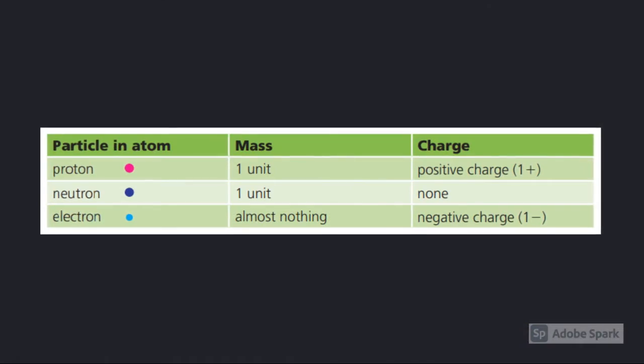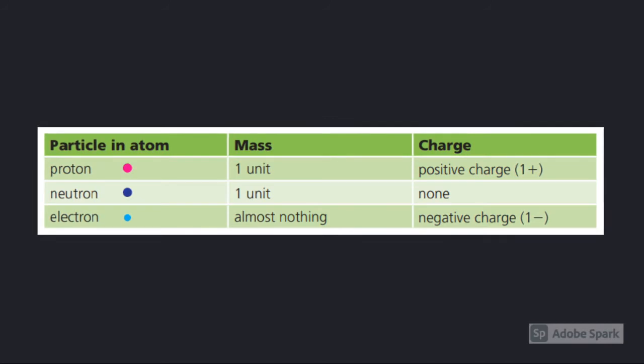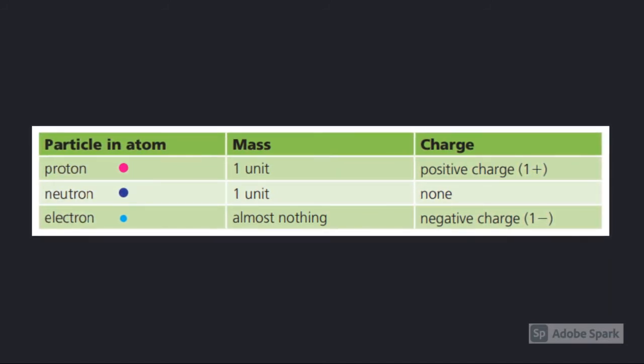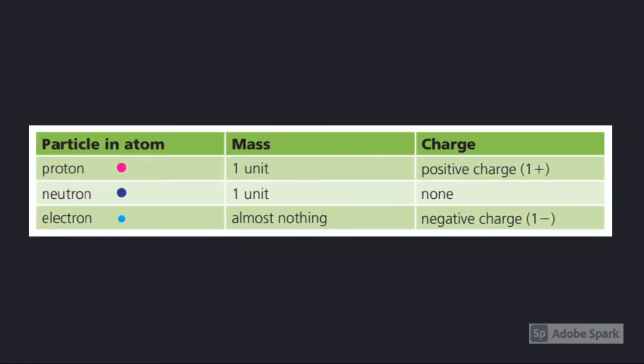Now, this is an incredibly important table for you to memorize. All the particles in an atom are very light, so their mass is measured in atomic mass units rather than grams. Protons and electrons also have an electric charge. Since electrons are so light, their mass is usually taken as zero.